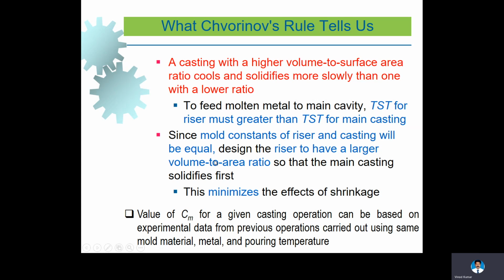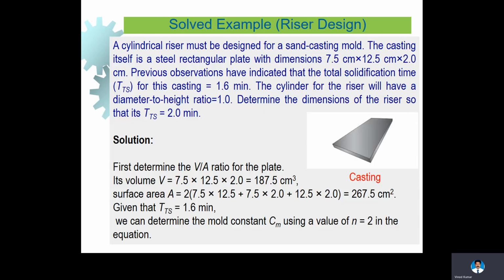So whenever we take a casting, we have to account for the solidification elements, the shrinkage elements, all these things need to be accounted for whenever we design a casting process. The value of Cm for a given casting operation can be taken from the experimental data and we can use it. Now let us see an example in here.